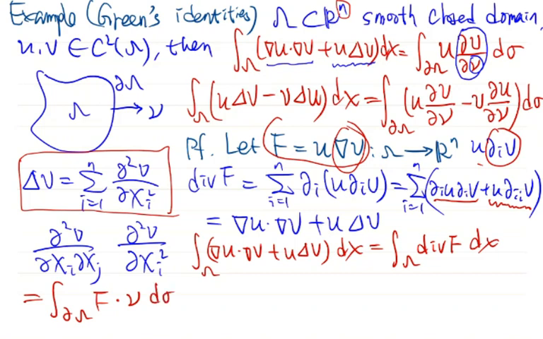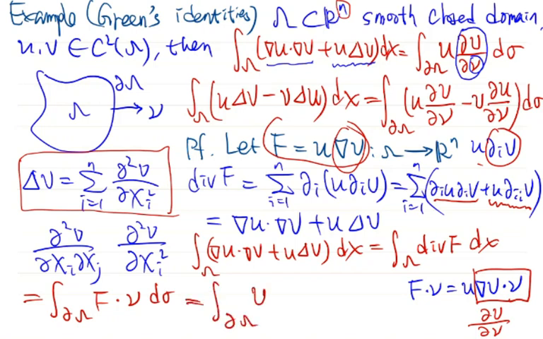surface integral. But F and nu, F inner product nu is u gradient of v inner product with nu. But the inner product of the gradient and the vector is exactly the directional derivative. Okay, so this equals the boundary integral of u dv/d nu. So this proves the first Green identity.